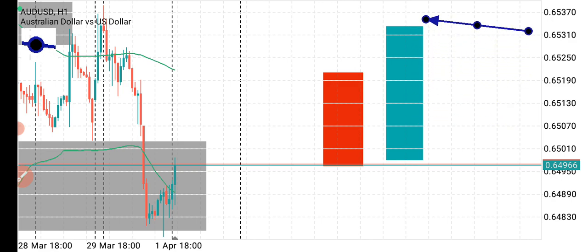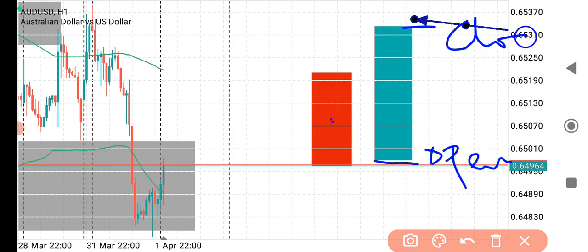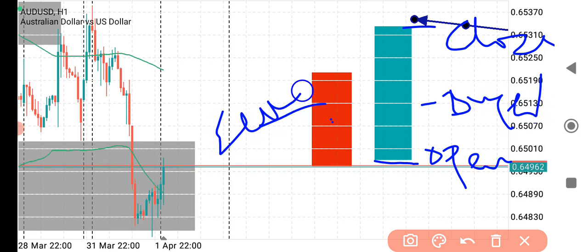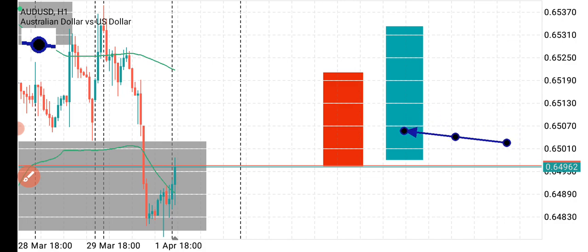So this particular candle opens here and closes here. So who won? In this particular candle, buyers won. And in this particular candle, sellers won. So in every candlestick formation, it is a fight between the buyers and the sellers.